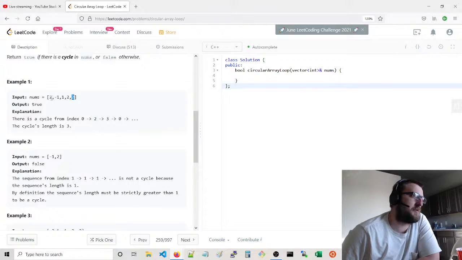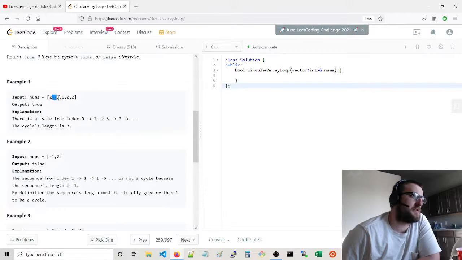2, go 1, 2. It's also part of the cycle, and then this 2 is 1, 2. This kind of leads into the cycle, so to speak.